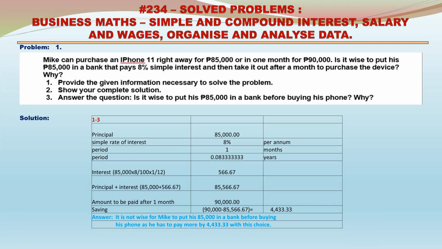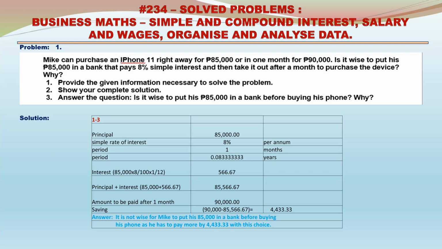Problem 1. Mike can purchase an iPhone 11 right away for 85,000 or in 1 month 90,000. Is it wise to put his 85,000 in a bank that pays 8% simple interest and then take it out after a month to purchase the device? Why? Provide the given information necessary to solve the problem. Show your complete solution. Answer the question. Is it wise to put his 85,000 in a bank before buying his phone? Why?